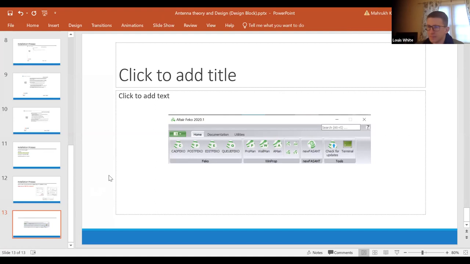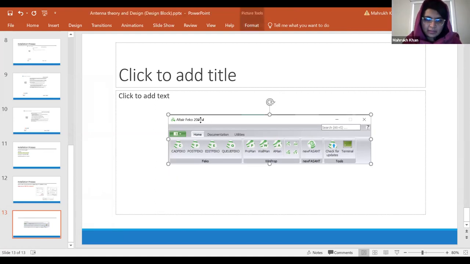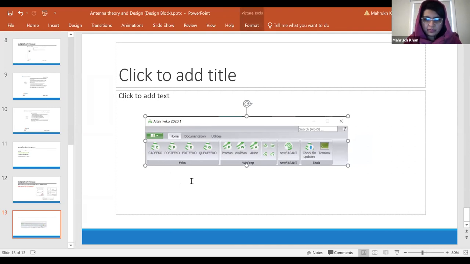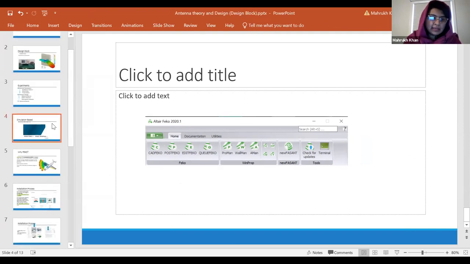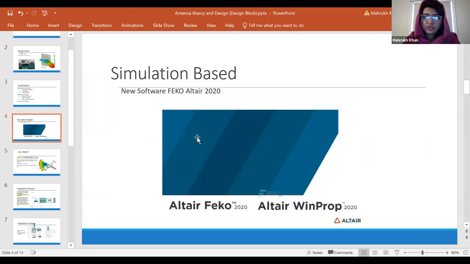Yes. Okay, so when you install the software, this should appear, right? Altair FICO. Okay, so when you click on C, like the CAD FICO, post FICO, we will talk about that later. But when you click on C, you will see, if it is rightly installed, this kind of a window. It will pop up like MATLAB does.